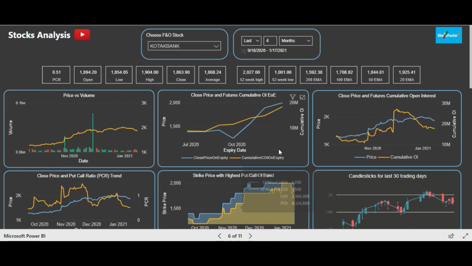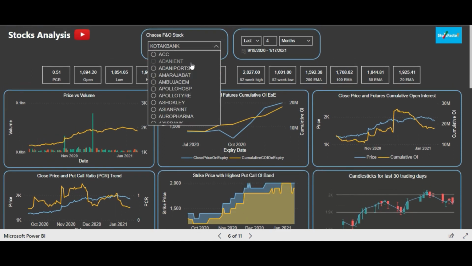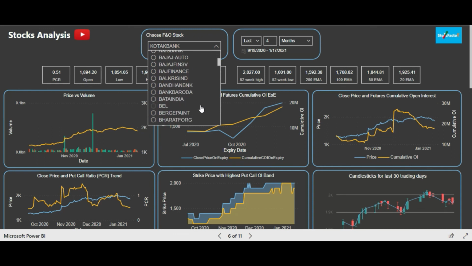Now let's take another example, the more recent one. So you have also seen a rally in one of the banks, that is Bank Baroda. So we'll take one PSU bank also.